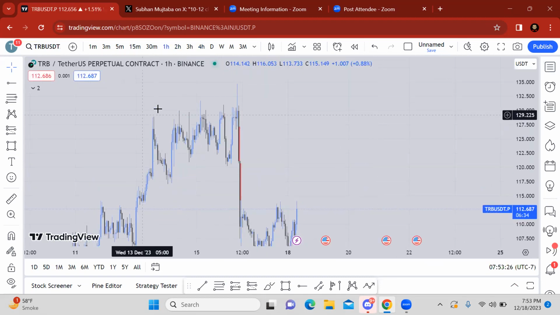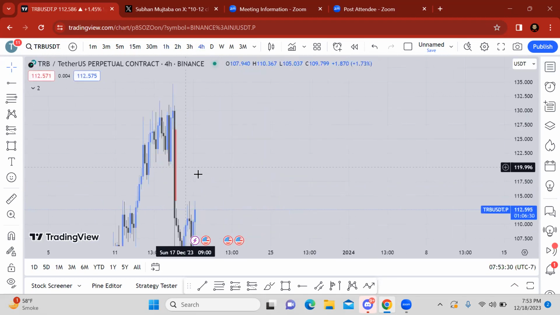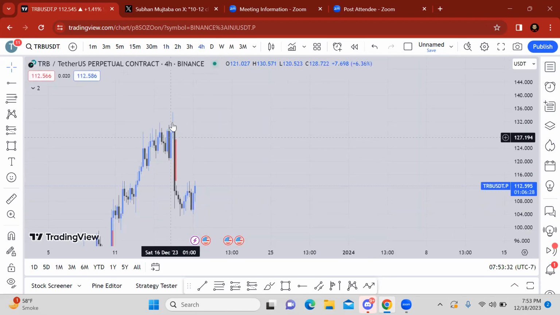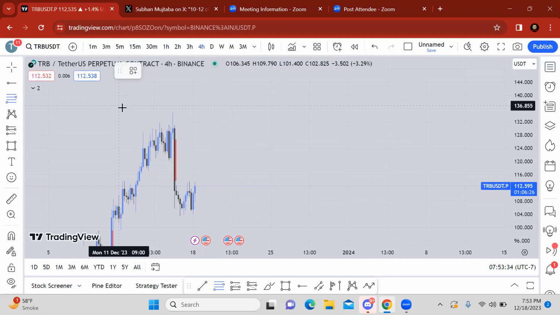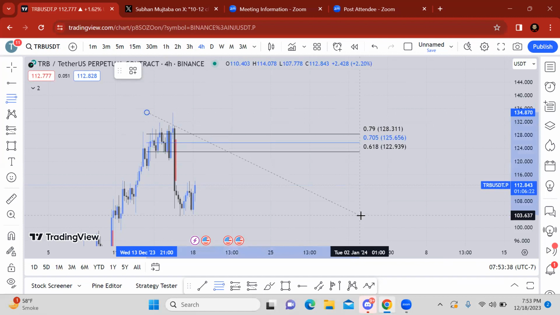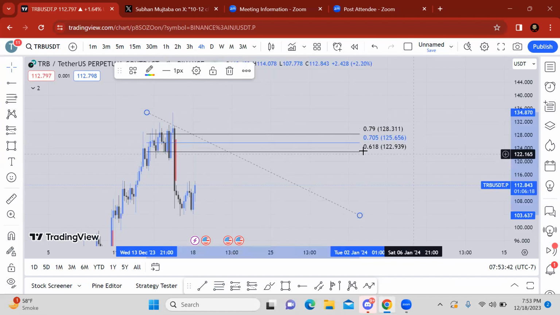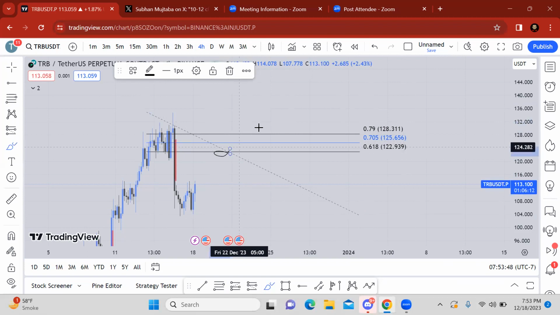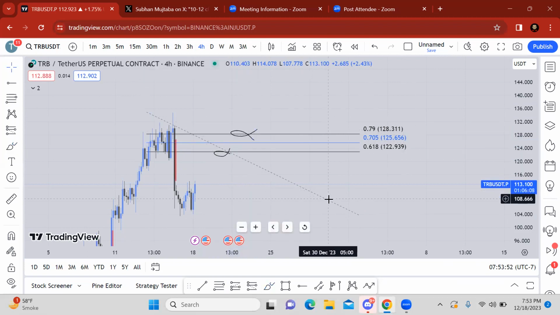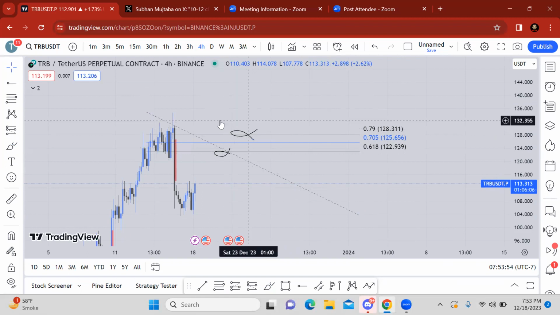Okay. Now look at these highs taken out. H4. Structure shifted here. We have beautiful order block above. Now if I mark this zone, this is my OTE zone at 122 to 128. Two things: one entry, second entry. But for day traders like me, I will wait here.